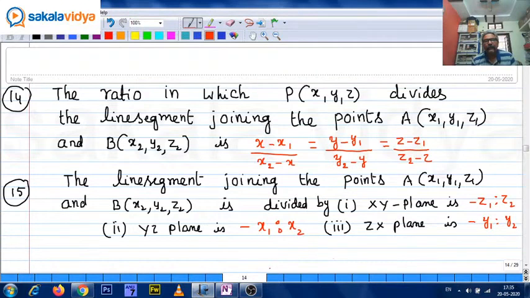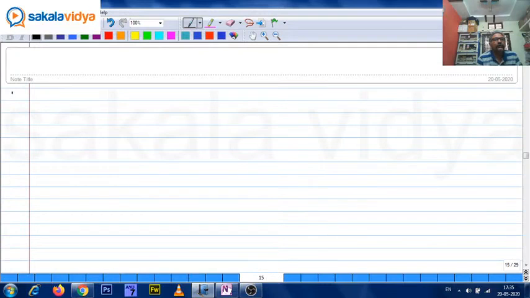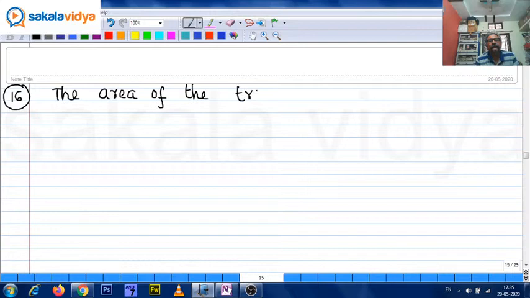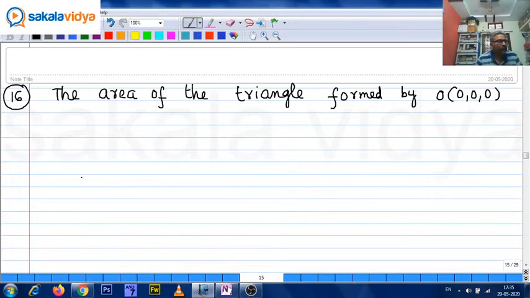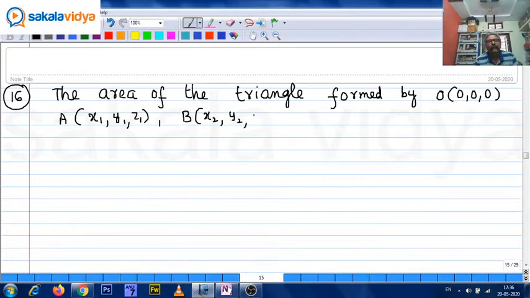Next now, 16th point. The area of the triangle formed by the origin O(0, 0, 0), A(x1, y1, z1) and B(x2, y2, z2) is the area.